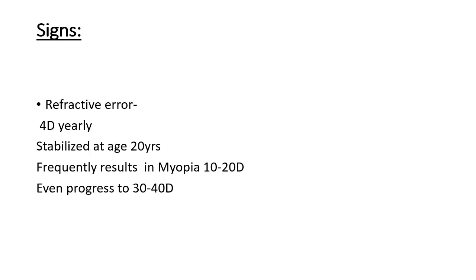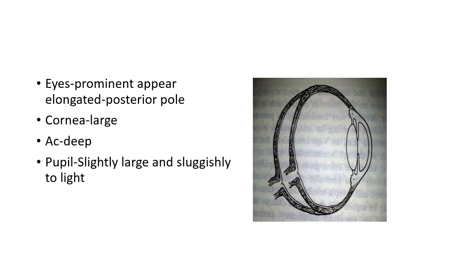Refractive errors of 4 diopter stabilized at age 20 years frequently result in myopia of 10 to 20 diopter, even progression to 30 to 40. In this picture you can see the eyeball has elongated behind the equator. So eyes are prominent, cornea is large, anterior chamber is deep, pupil slightly larger in myopic patient.